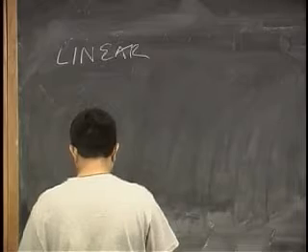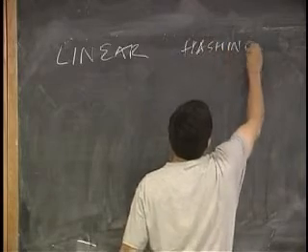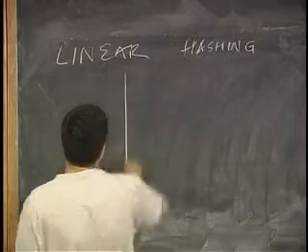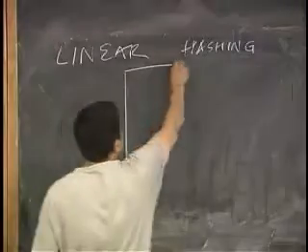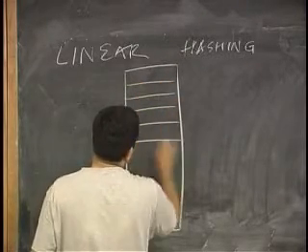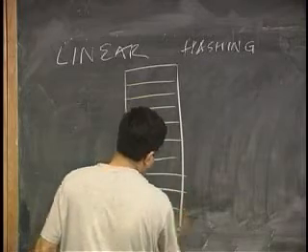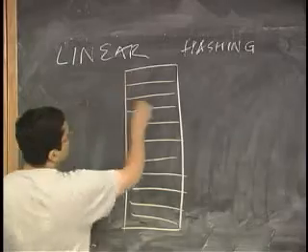Okay. So linear hashing is the other technique. In linear hashing, I'm going to use the yellow chalk. In linear hashing, let us think of these as records. In linear hashing, you maintain pointers.